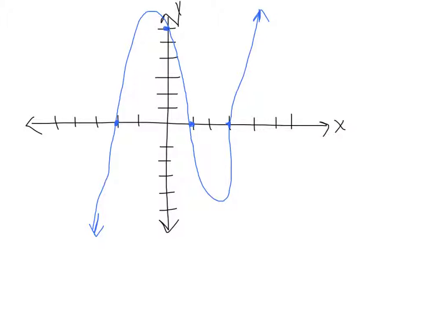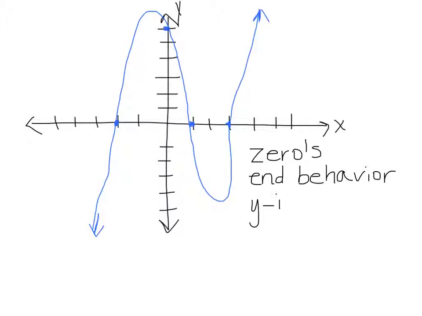So to recap, you need your zeros, your end behavior, and your y-intercept to make the graphs. Okay, and then we'll talk about the other characteristics later.